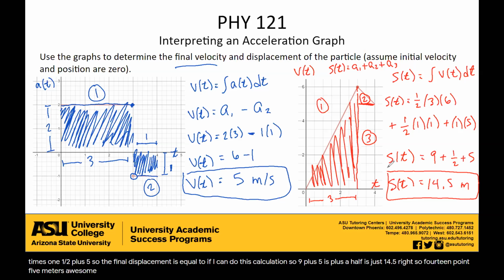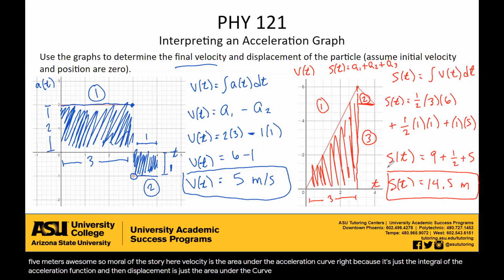Awesome. So the moral of the story here: velocity is the area under the acceleration curve, because it's just the integral of the acceleration function. And then displacement is just the area under the curve of the velocity function.